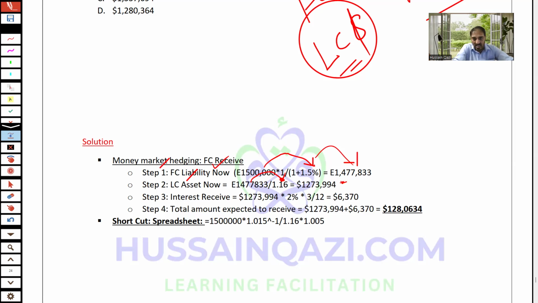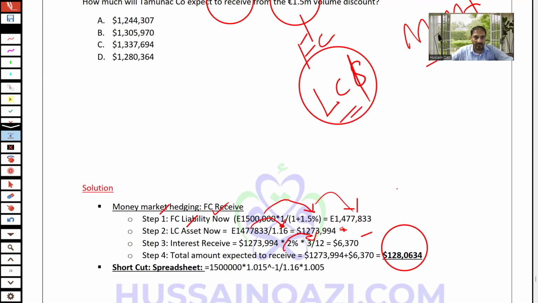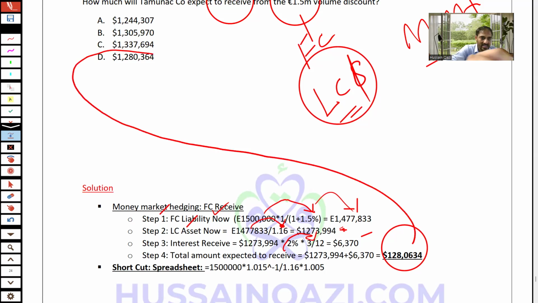So that means you will receive immediately $1,273,994 and deposit it in the local currency account. You will receive 2% over 3 over 12. So interest you will receive 6,370, and the total amount you are expected to receive is 1,280,364. So the correct answer is D. The correct answer is D, 1,280,364.